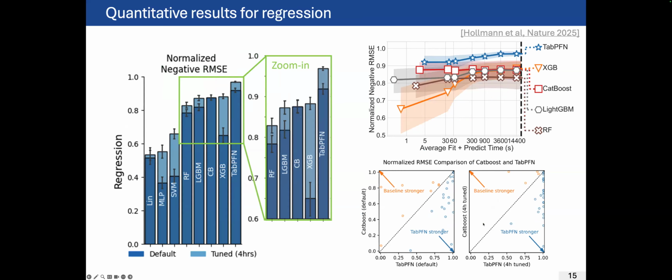For regression, the story is quite similar. The differences are not quite as big because we didn't actually focus on regression as much in V2. We're putting more love there right now. But you still see, yeah, in 5 seconds better than the other methods in 4 hours. And a few more data sets where CatBoost actually is better than TabPFN here.